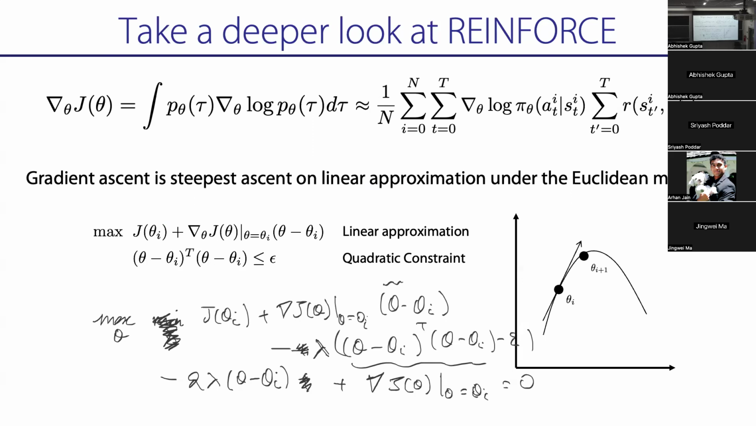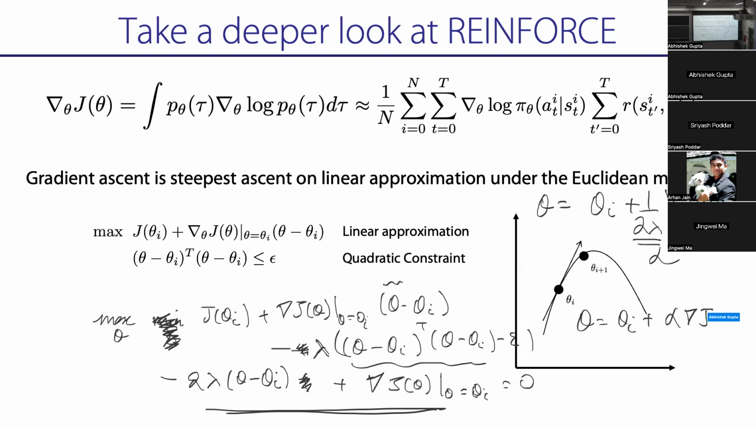Equating this whole thing to 0, I get theta equal to theta_i plus 1 over 2 lambda times grad J at theta equal to theta_i. Call this thing alpha, and then you get gradient descent. So gradient descent is theta_i plus alpha grad J at theta_i. That's literally the expression for gradient descent. You can also express it as steepest descent under the quadratic constraint.